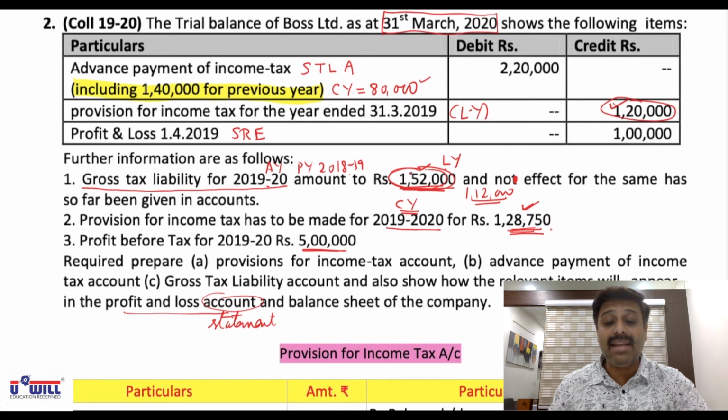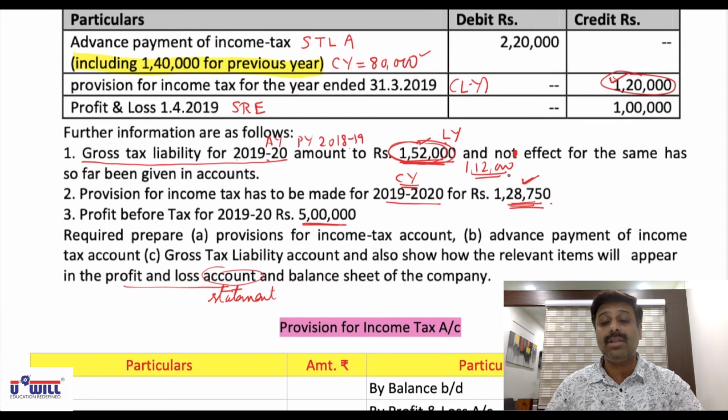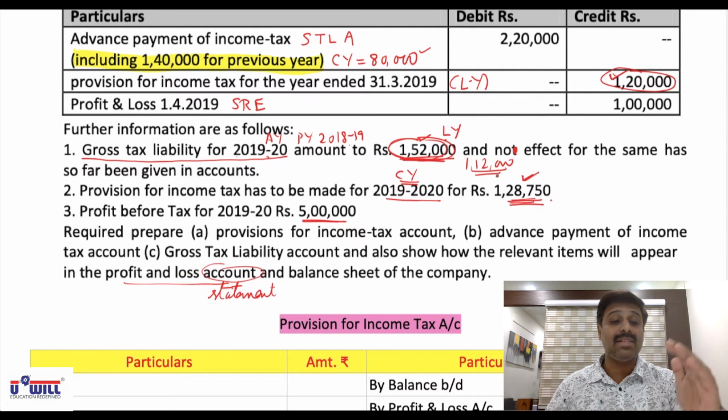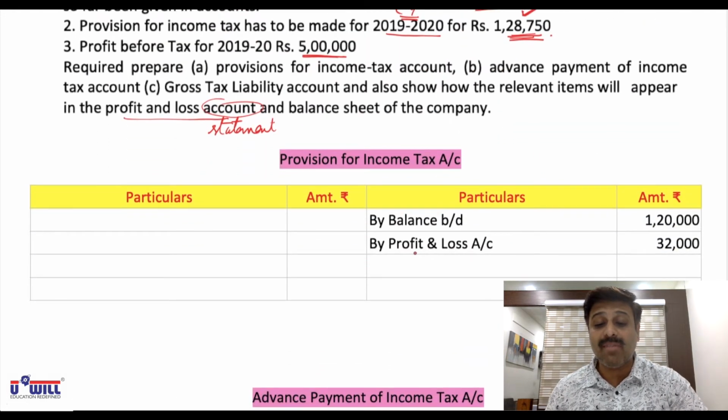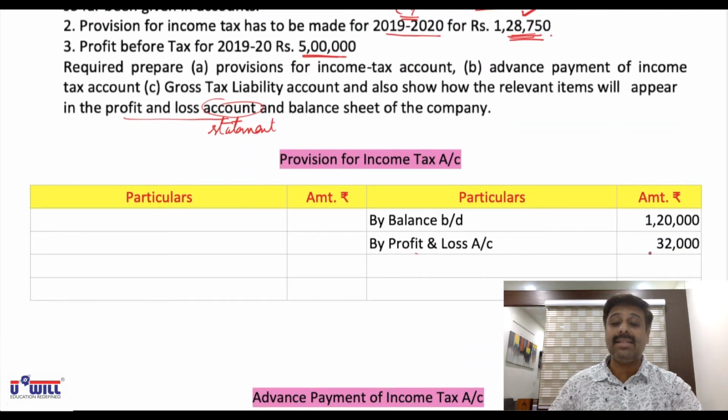Here our liability is 1,52,000. We created a provision of 1,20,000. We created less provision. There is a shortfall of 32,000. So that shortfall of 32,000 will be provided from current year's profits, credit side by profit and loss account 32,000.